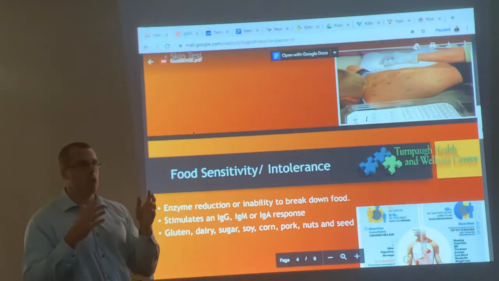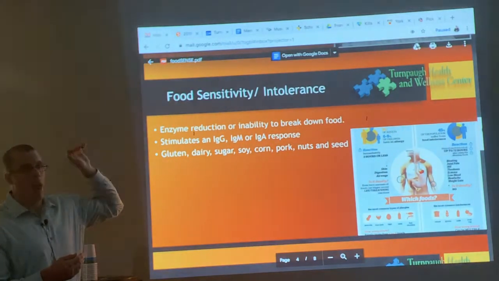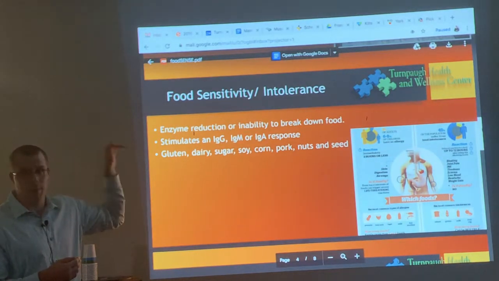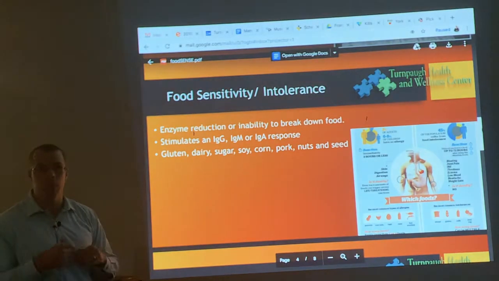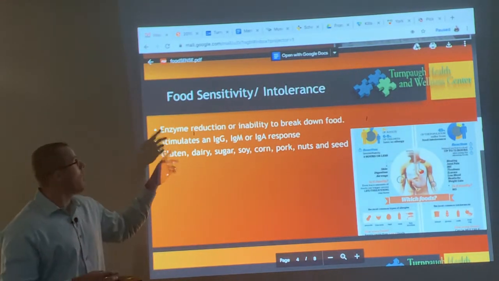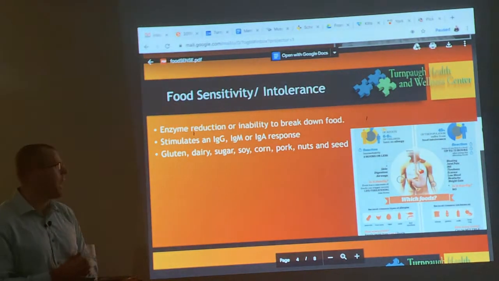Next, we get into the food sensitivity. So you can see where we're going here. We talked about a food-related disease, a food driven by a disease. Then we talked about what is an allergic response. And remember, an allergic response is that IgE response. And now we talk about a food sensitivity or an intolerance. They kind of go hand in hand.